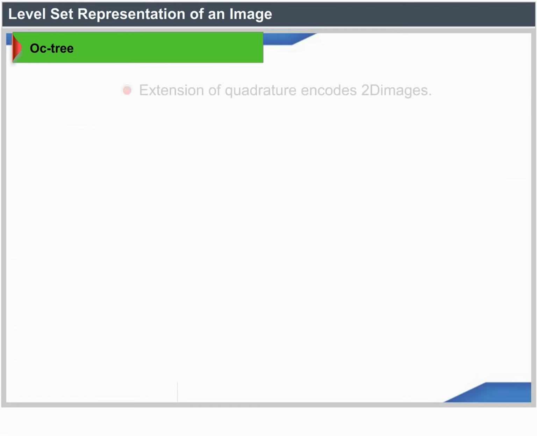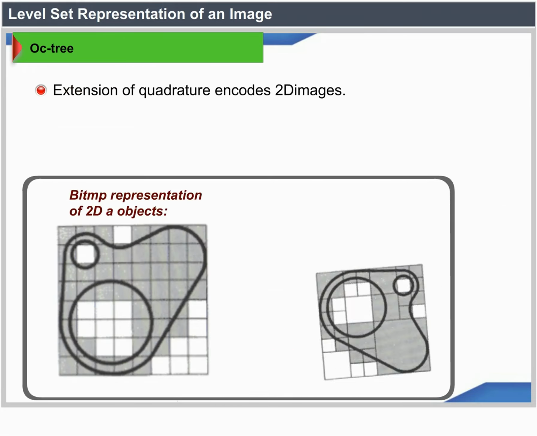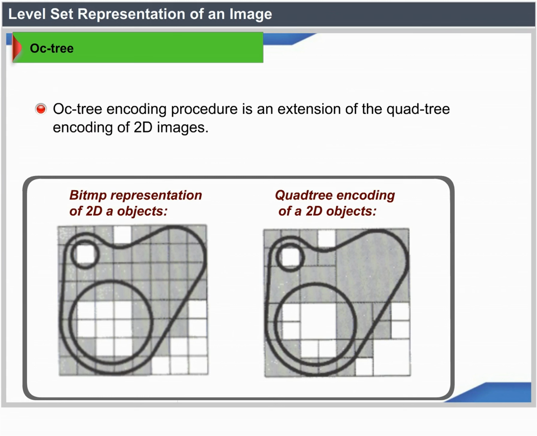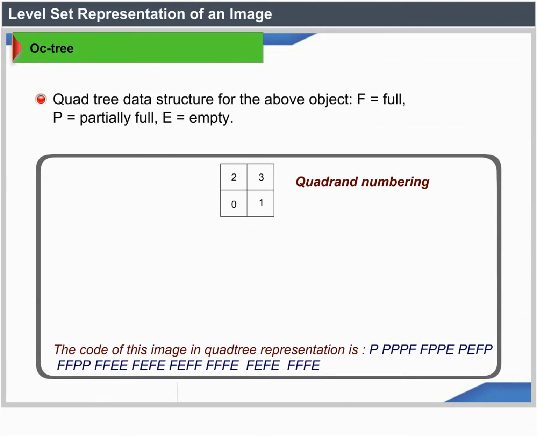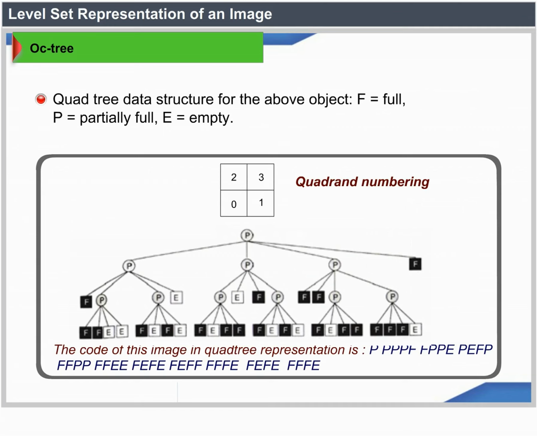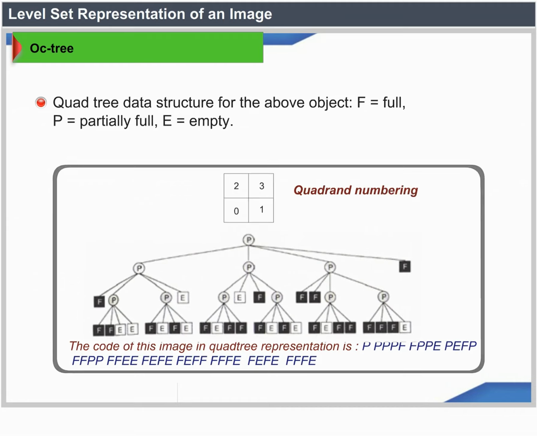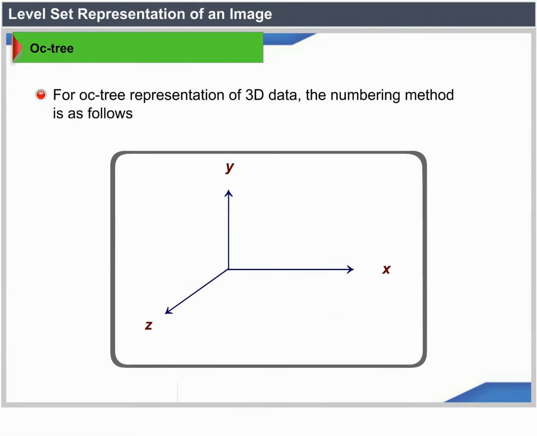Extension of quadtree encoding of 2D images. The octree encoding procedure is an extension of the quadtree encoding of 2D images. The figures show the bitmap representation of a 2D object and a quadtree encoding of a 2D object. Quadtree data structure for the above object. F equals full, P stands for partially full, and E stands for empty. The code of this image in quadtree representation will be: For octree representation of 3D data, the numbering method is as follows.